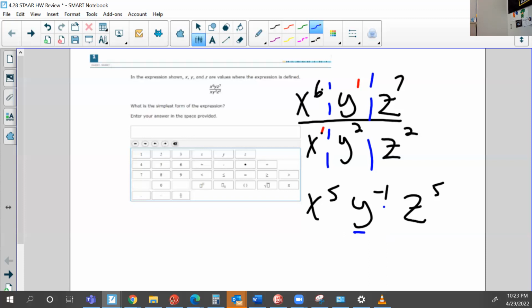So we're going to have x to the 5, z to the 5th power, and then we're going to slide the y to the bottom to make the exponent positive. All right, so that's your answer right there.